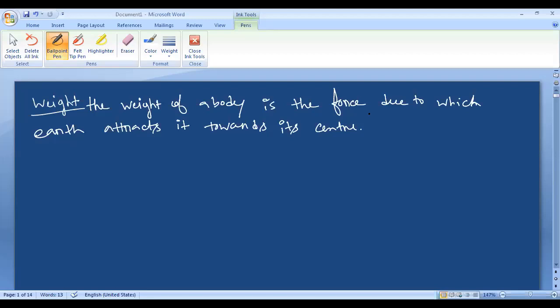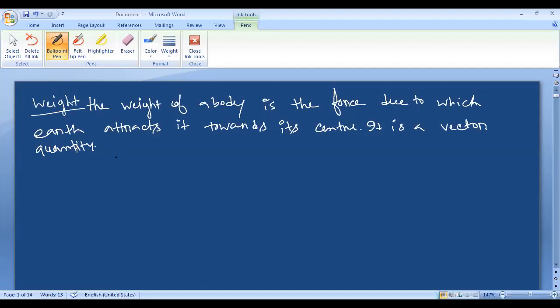Okay, so next write down, after the full stop, write down: it is a vector quantity. Vector quantity means it has both magnitude and direction. So that's why it is a vector quantity.